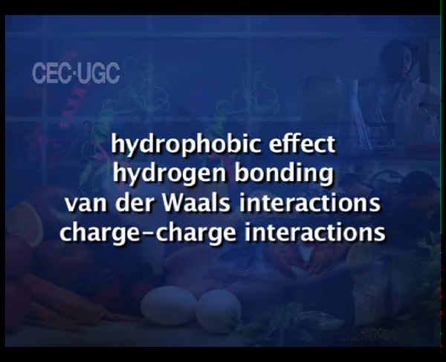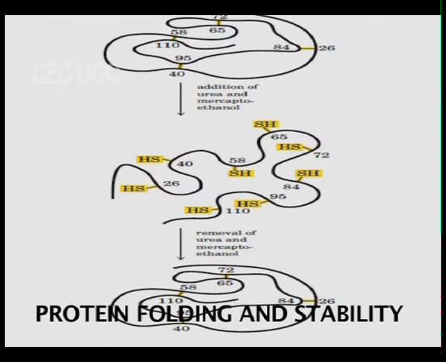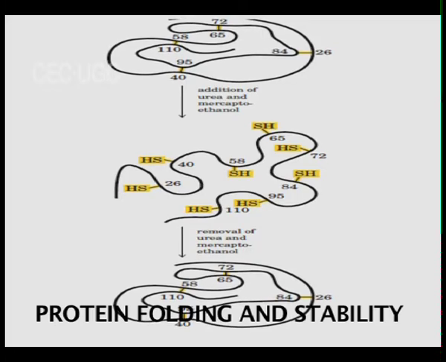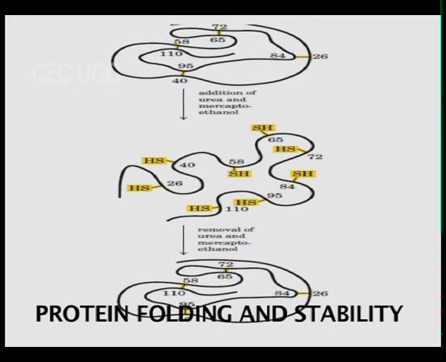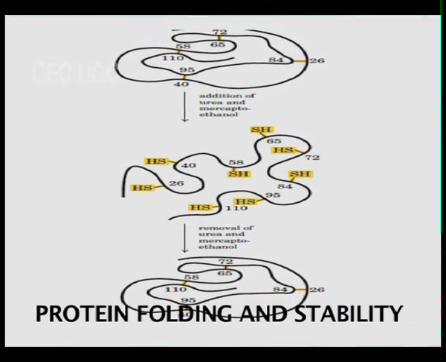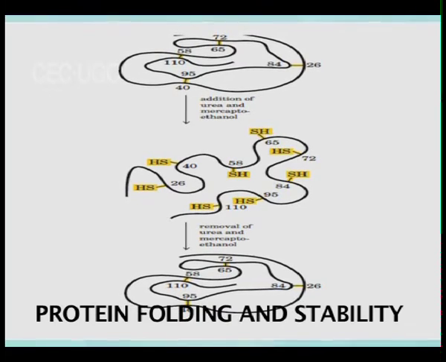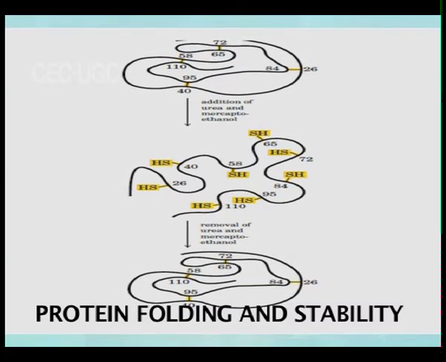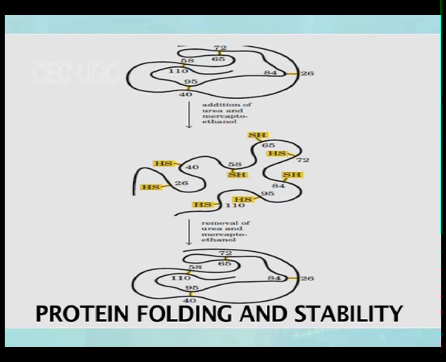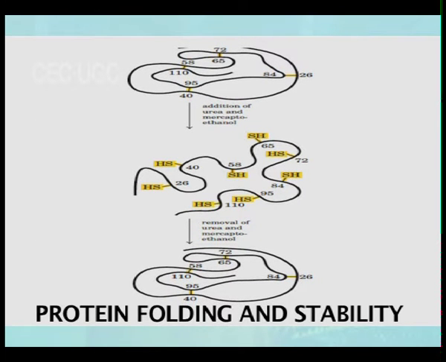Now, this folding and stability is contributed by a number of forces, and it is stabilized by non-covalent forces, including the hydrophobic effect, hydrogen bonding, van der Waals interactions, charge-charge interactions. Protein folding and stability can be seen here in this structure, which shows how once the protein is folded, certain bonds hold the protein apart or together to maintain the integrity of the folded structure. The distance between the folds are called angstrom distances.